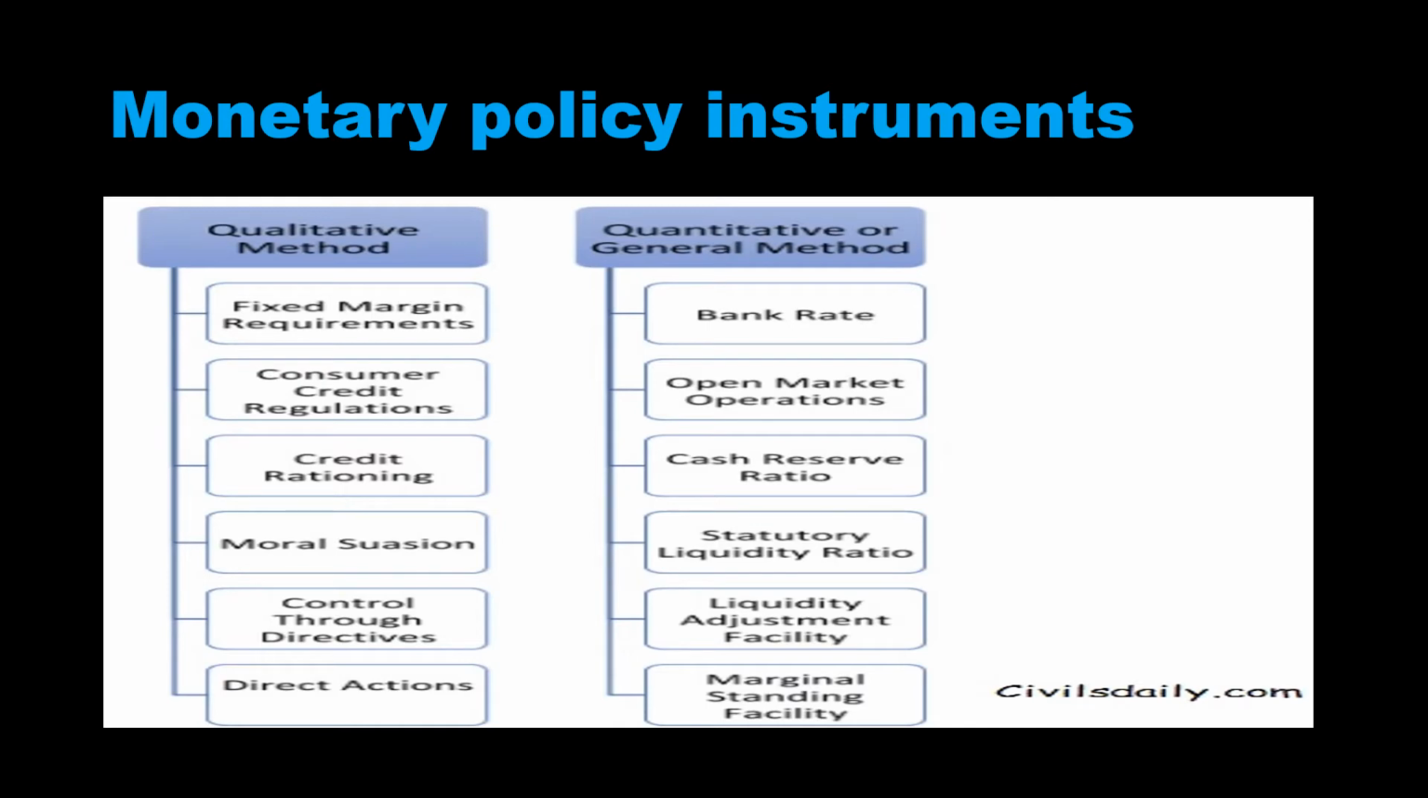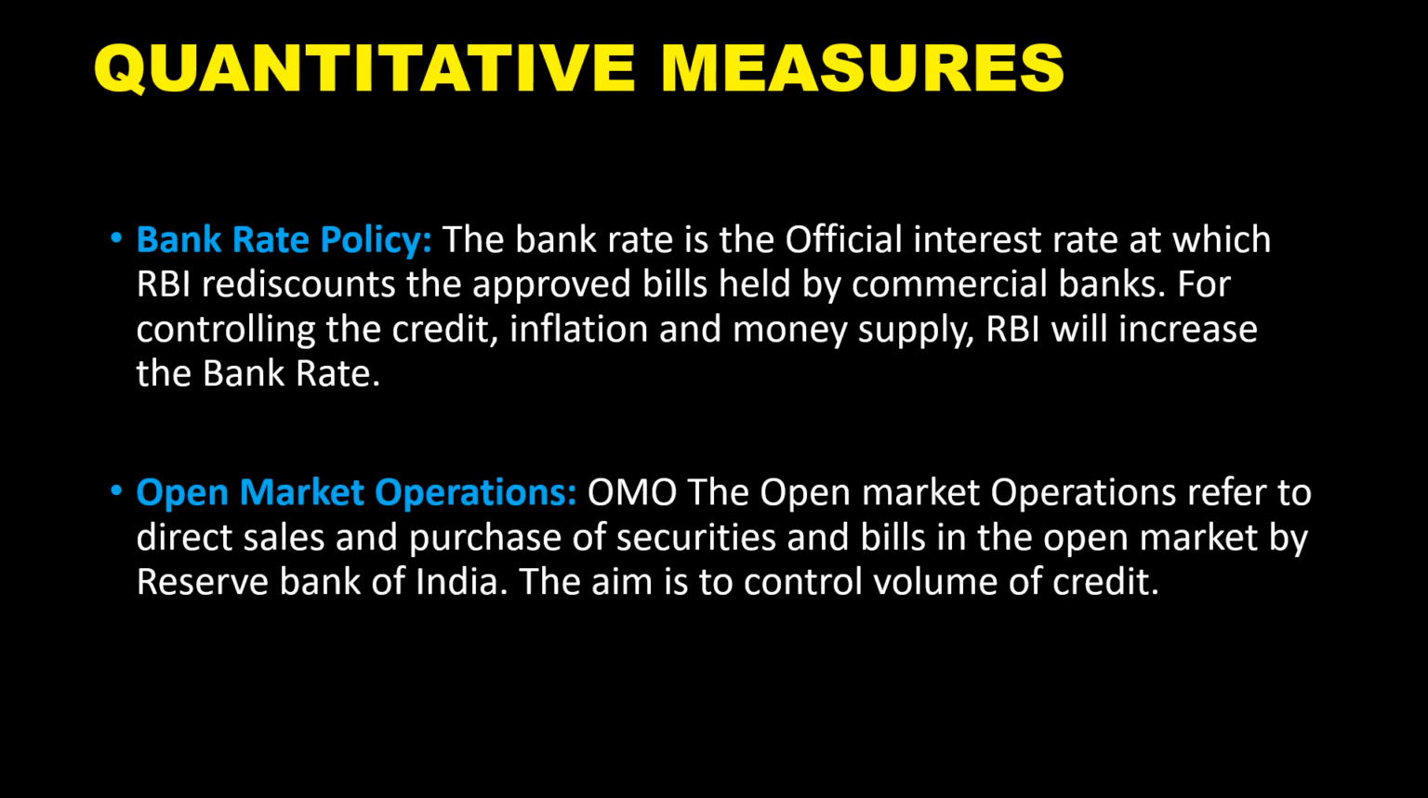So we will understand the quantitative methods, that is the bank rate, open market operation, then CRR, SLR, then liquidity adjustment facilities, then marginal standing facilities. When it comes to the qualitative methods, it is consumer credit regulation, credit rating, moral suasion, then control through direct actions. We will understand all these things. So first we will understand the quantitative measures. In that, the first one is bank rate policy.